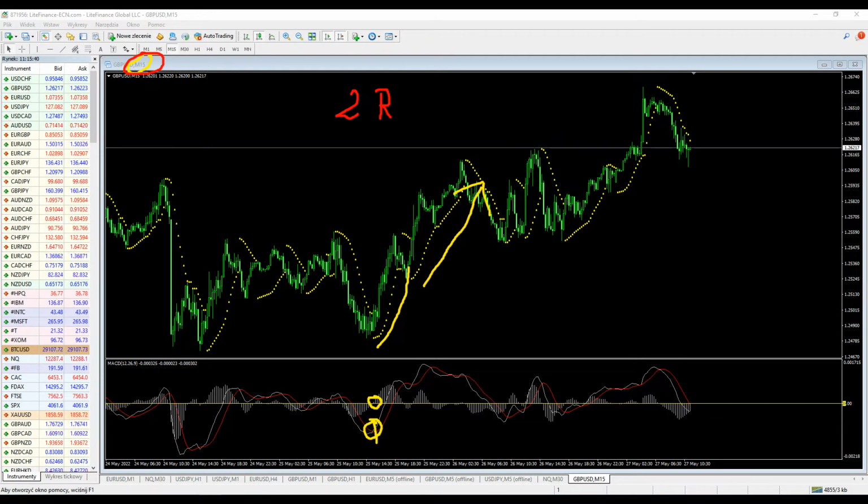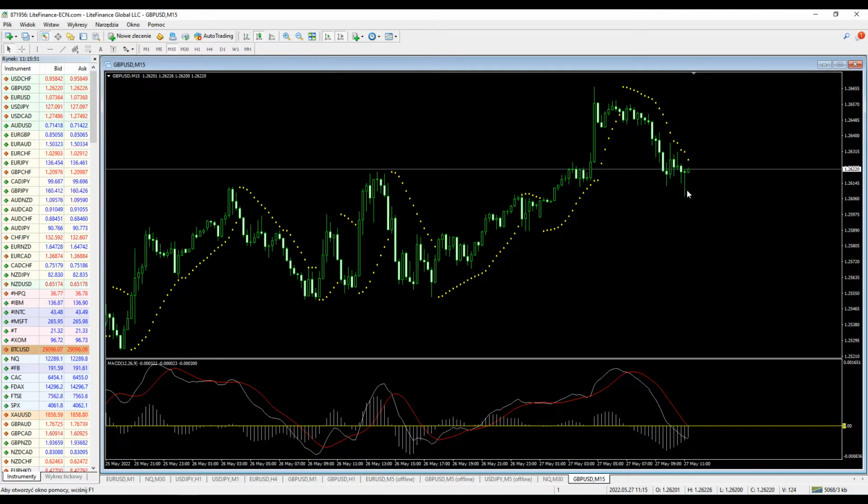Again, as I mentioned, you have to try to check what is suitable for yourself. So let's check a few latest examples just based on what we see here.